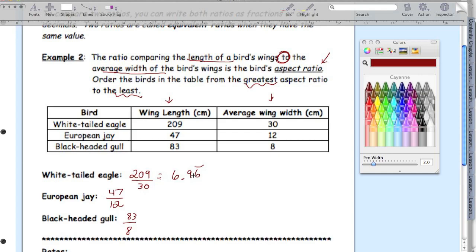47 divided by 12 is going to give me 3.91, and the 6 is repeating again. And 83 divided by 8 is going to give me 10.375. When I write that out, it's obvious to see, all right, the largest is this black-headed gull. That ratio is largest, so black-headed gull. Then the next smallest would be this white-tailed eagle, and the teeniest aspect ratio, the smallest one, is the 3.916 repeating, which is the European jay. And you would want to write them out, but I'm just going to take care of it there.